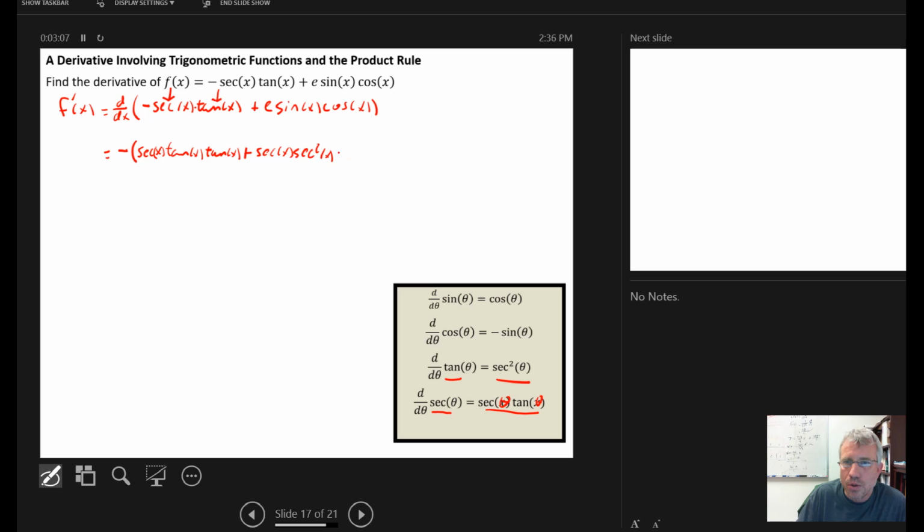And now I need to close off a parentheses so that this minus sign is distributed into the product rule that happened right here. And then I go plus, and hey, I have a constant multiple of a function. So it's going to be the constant multiple times the derivative of the function. But I have a product of two functions, so I'm going to take the derivative of the first function using the product rule, and the derivative of the sine is cosine.